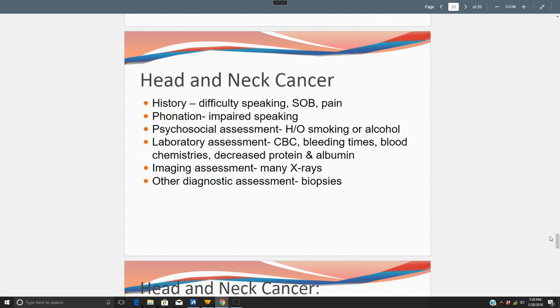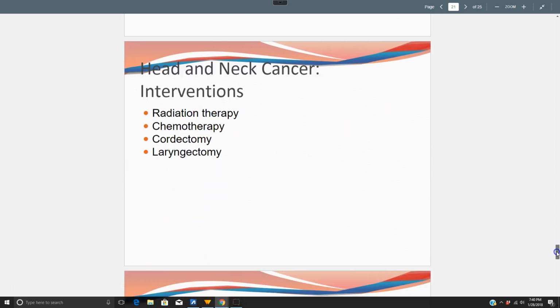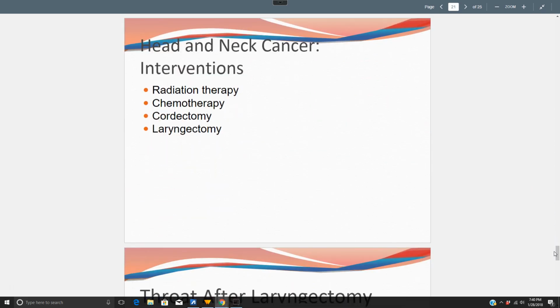There are about 60,000 new cases of oral, pharyngeal, and laryngeal cancers diagnosed each year, and they account for more than 13,000 deaths per year. Okay, the important thing is to look at the history of these patients. And in your book, in the 8th edition on page 538, there are a lot of warning signs of head and neck cancer, which could alert people to the possibility that they are developing some type of cancer. And these are all the different types of interventions: radiation, chemo, cordectomy, laryngectomy.